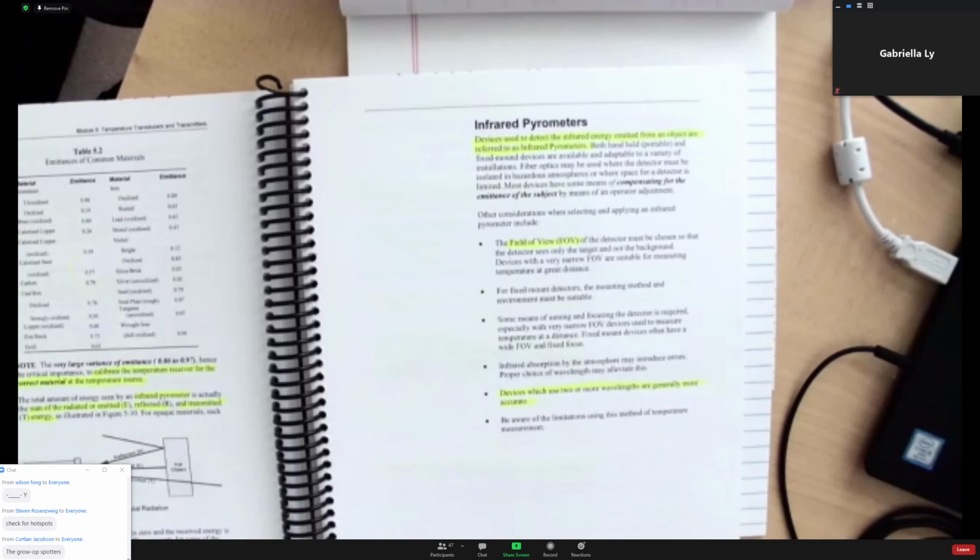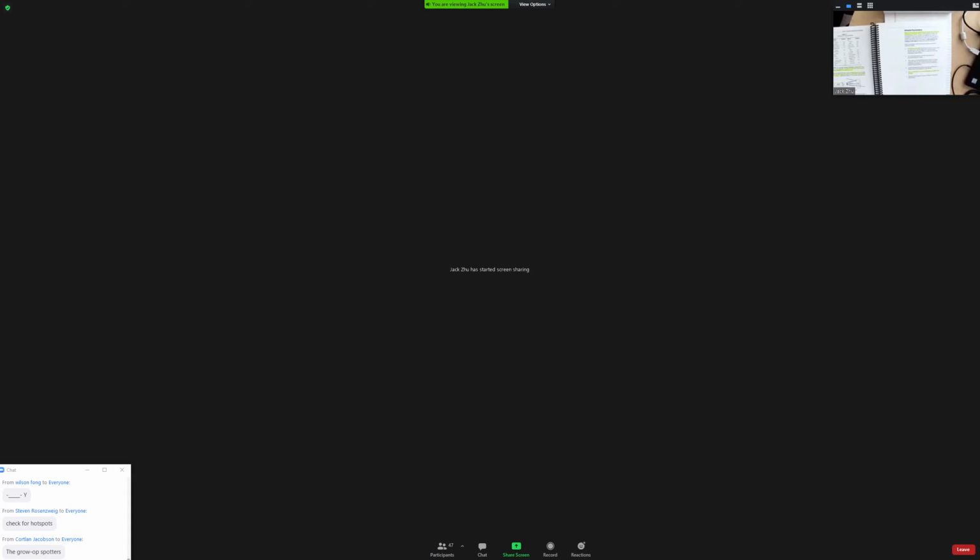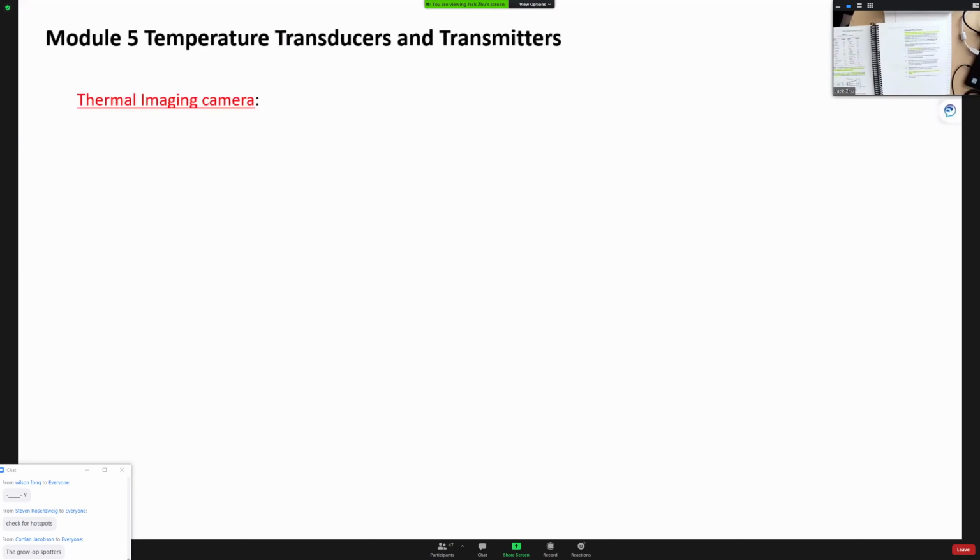So nowadays a lot of requirements say you use thermal imaging cameras to do checkups, looking through the panel and the equipment to find where there is an abnormal hot spot or abnormally high temperature. That makes sense?